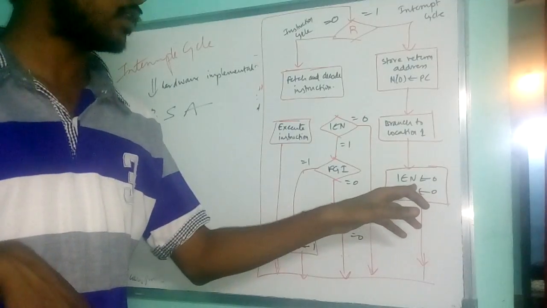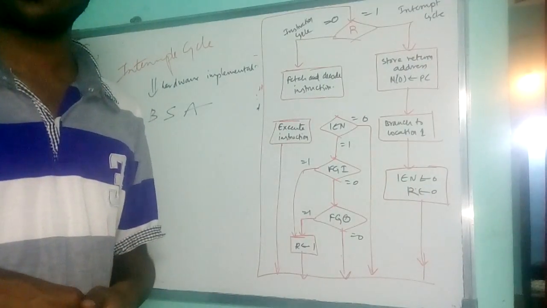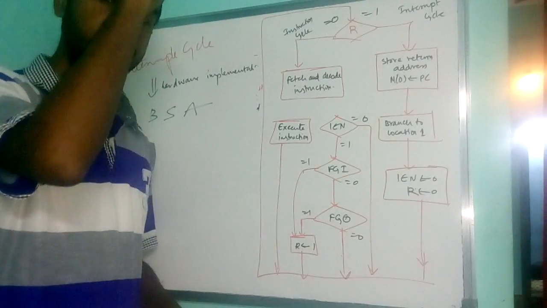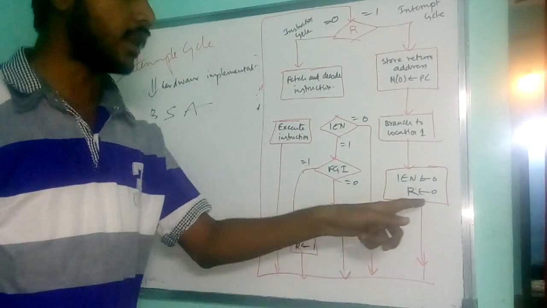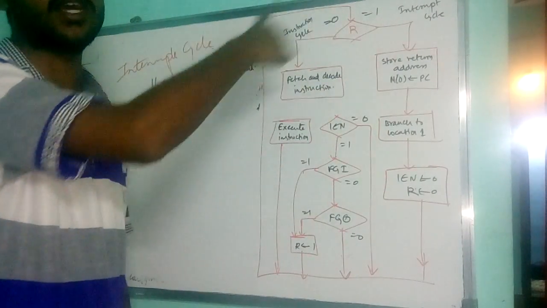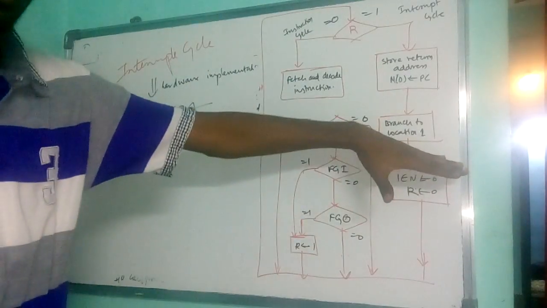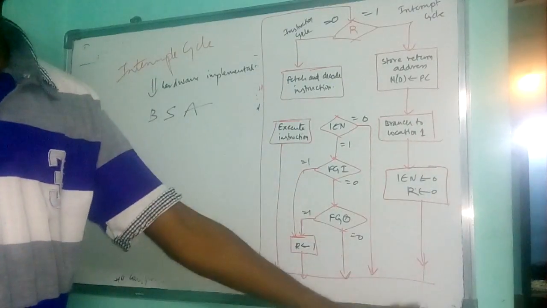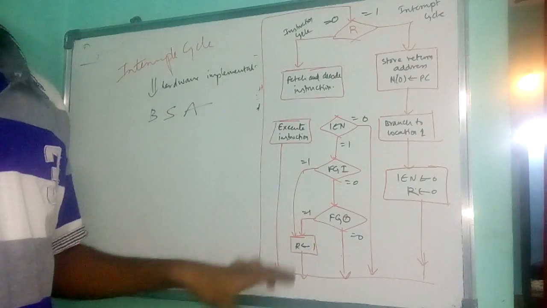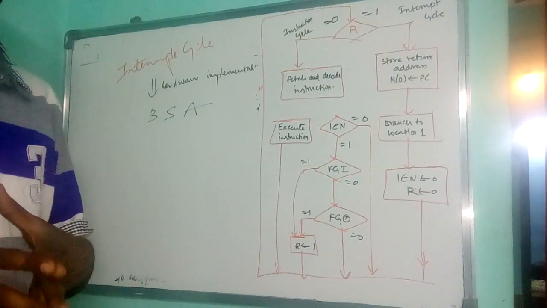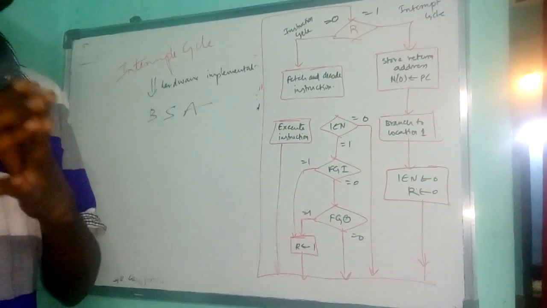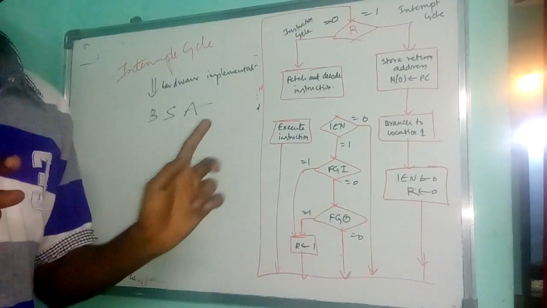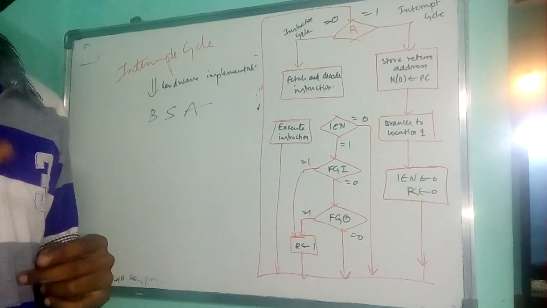After completion of the execution, you make IEN 0. Why IEN 0? Because if IEN is set to 0, the normal instruction which is to be executed will be executed, and R is set to 0 so that it performs the instruction cycle as it is. The interrupt cycle is over. After that, it should continue with the instruction cycle. So these two flags should be set to 0 so that it performs the instruction cycle. This is how an interrupt cycle, or program interrupt, works, and those are the 6 input-output instructions used in the computer.